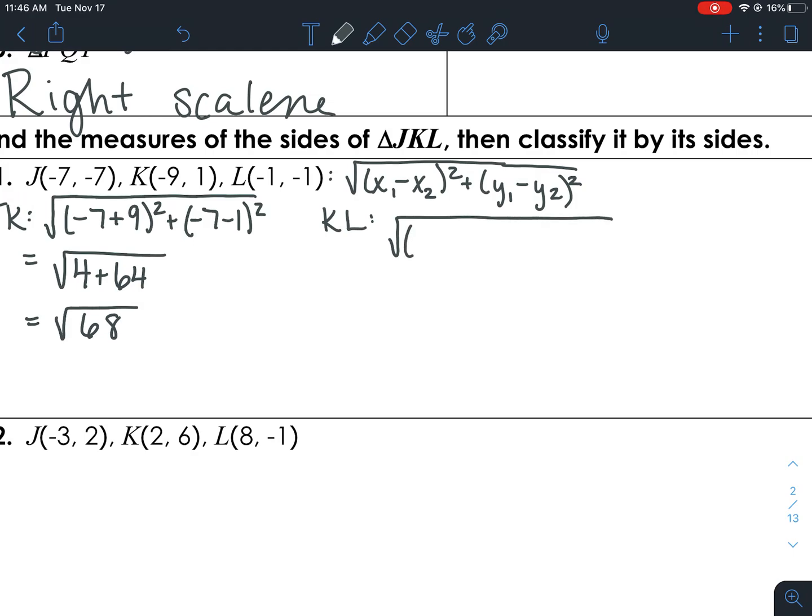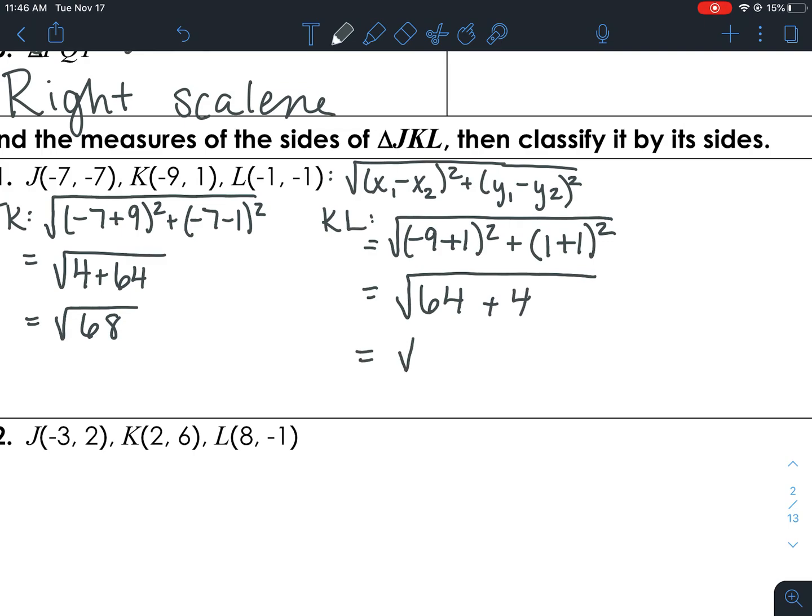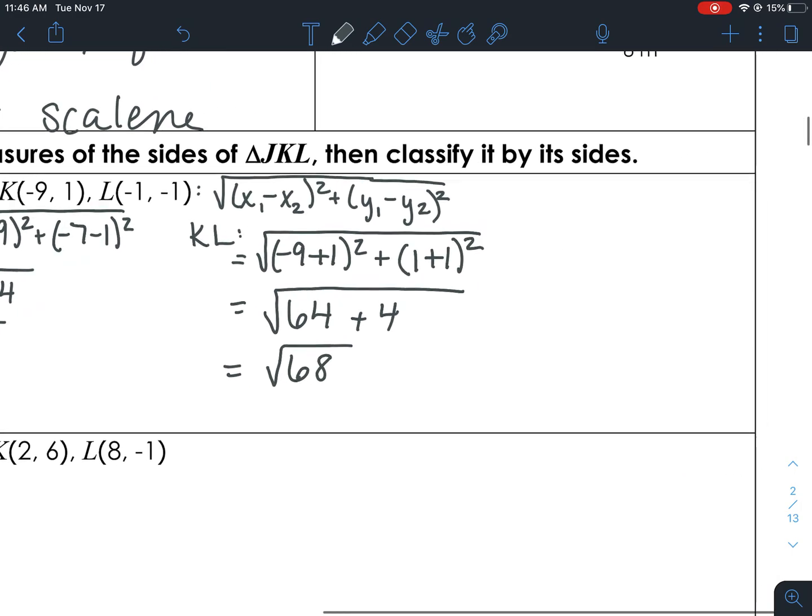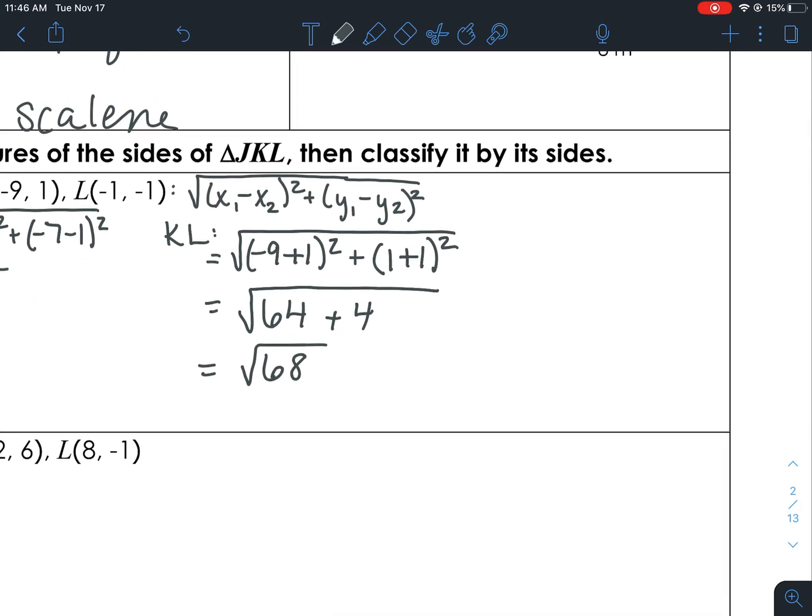All right, so for KL, again, I'm going to start with my x's. So negative 9 minus negative 1, so it'll turn into a plus 1 squared. And now I have 1 minus negative 1, so it'll turn into a plus 1 squared. Negative 9 plus 1 is negative 8. Negative 8 squared is 64. 1 plus 1 is 2. 2 squared is 4, which also gets me to 68. Square root of 68.